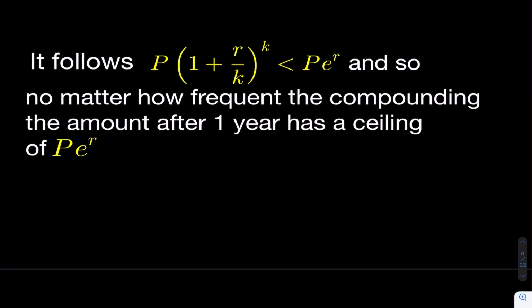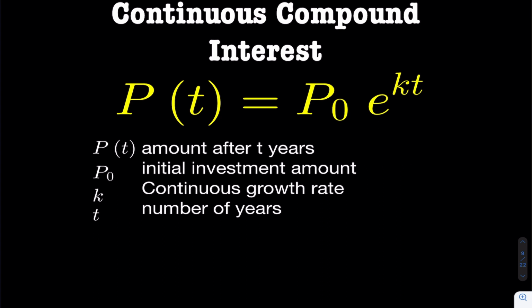Let's summarize our work and look at the continuous compound formula. So continuous compound interest can be expressed as follows. P at t, the amount after t years, is going to equal your initial investment amount times e to the kt, where k is your growth rate and t represents the number of years that you are investing.